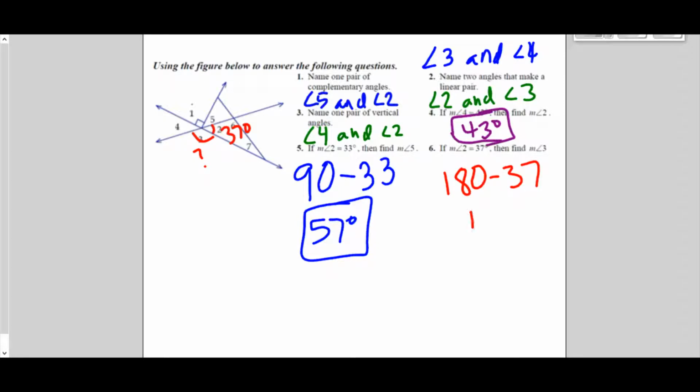So you get 143 degrees for that one. We just used the fact that those were a linear pair. They added up to 180, so we subtract off 37. That would get you 143 degrees.